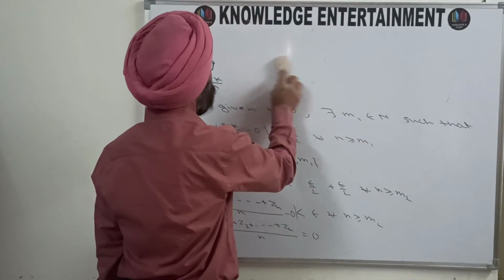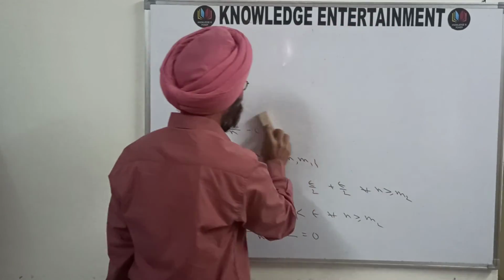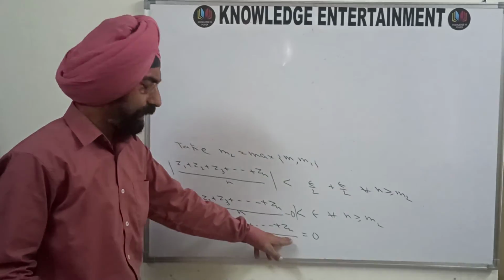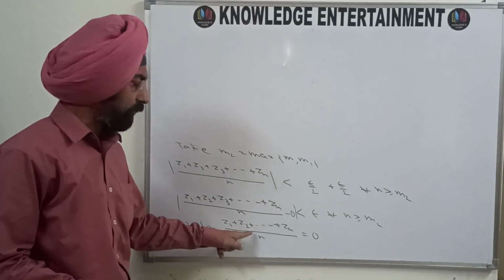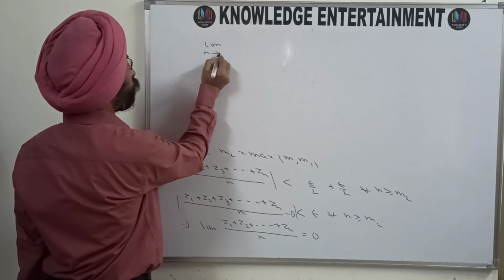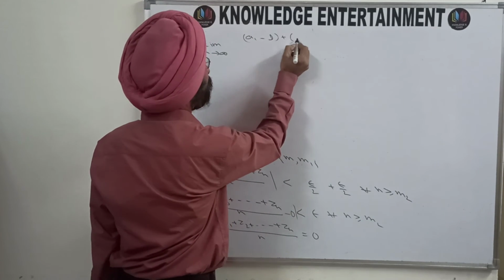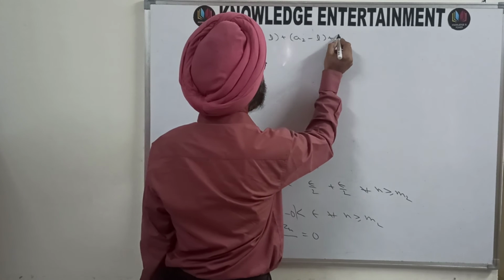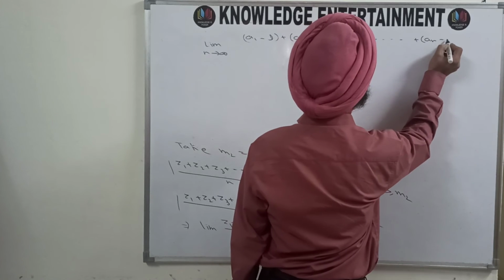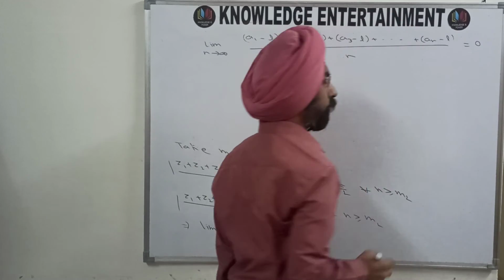Now the last step, in the last step you substitute the value of each of these zi's. What is your z1? Your z1 is a1 minus l, as we have defined in the starting. Your z2 is a2 minus l. Your zn is an minus l. So substituting the values of z1, z2 and zn, you will get limit n approaches infinity, a1 minus l plus a2 minus l plus a3 minus l plus and so on an minus l divided by n. This limit is coming out to be equal to 0.